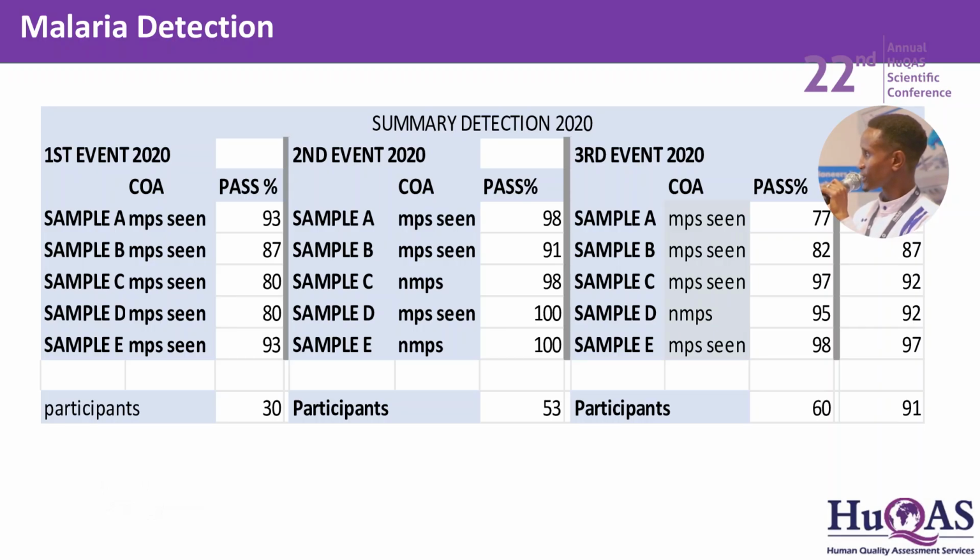The number of participants was 30 for the first test event 2020. In the second test event, we had 53 participants, and this is how the performance was. These two events were able to get 100%. Then the third event is this one, where we had 60 participants. The average score for the whole year was 91%.